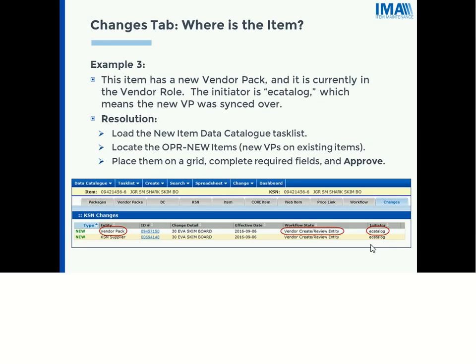So this third example, this is kind of like the last one, but it's a bit more specific. This specific item has a new vendor pack, and it is in the vendor role, as we can see here. But the initiator says e-catalog. So whenever the initiator says e-catalog, that means it's something that was synced over. That means you're going to be able to find it in your new item data catalog task list. And then you can just locate the OPR new items within that task list and put them on a grid, complete the required fields, and approve.